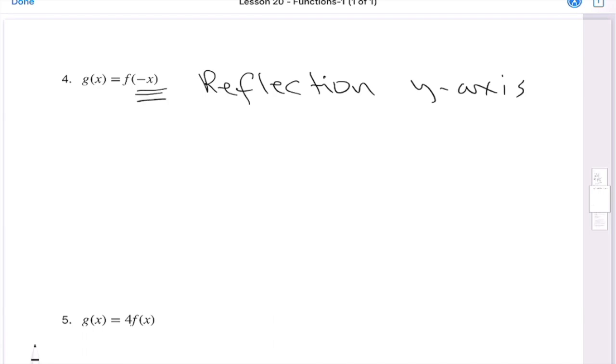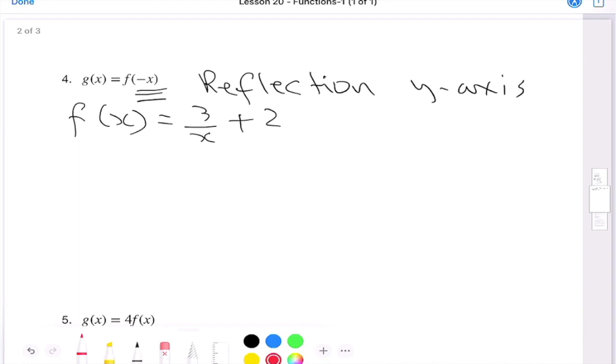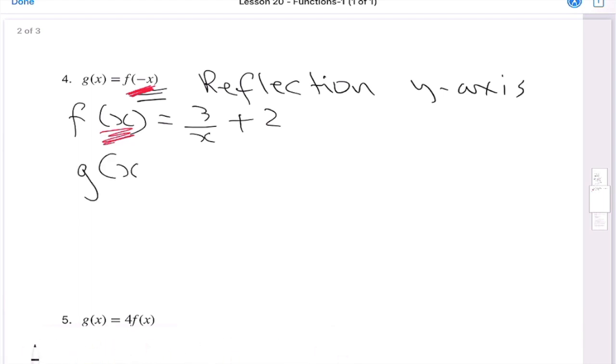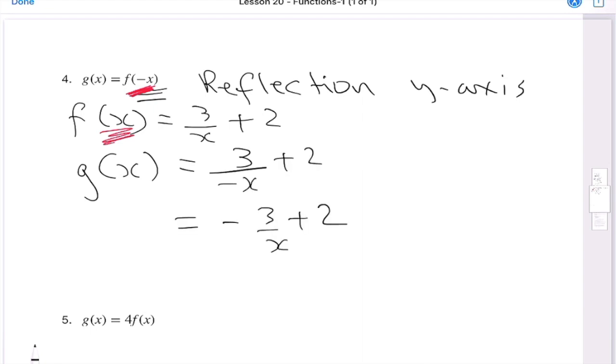So what it then means is, remember, f of x is equal to 3 over x plus 2. What it means is, instead of x, we now replace x with a minus x. Wherever there is x, we now put a negative x in order for us to get g. Therefore, g of x will be equal to 3 divided by negative x plus 2.